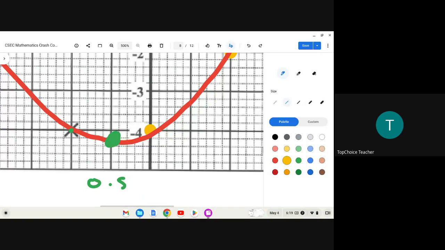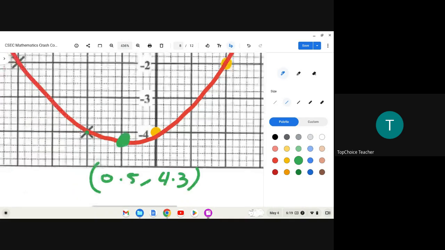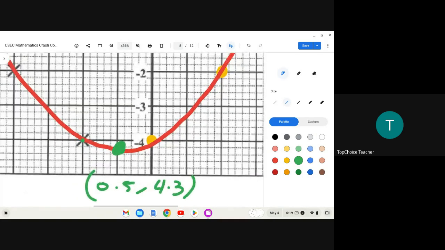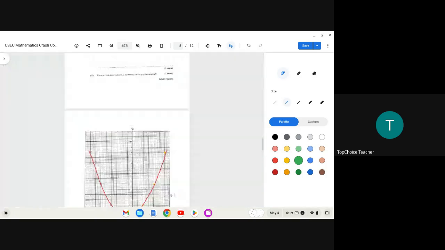All right, so it will vary depending on your value. Oops, why am I erasing that? So it will be 4.3. All right, so let me put that in here. Comma 4.3. This is the coordinates of your minimum point. And that is what you would put.